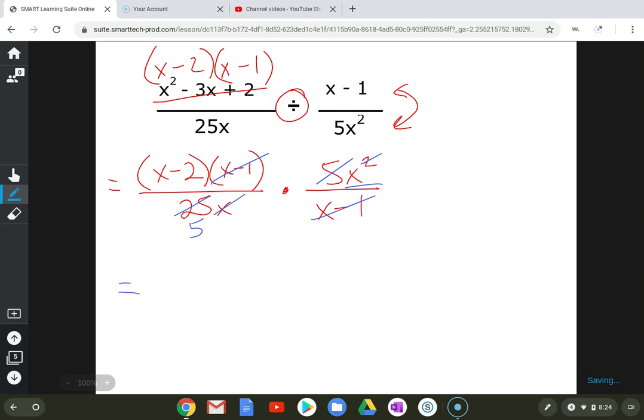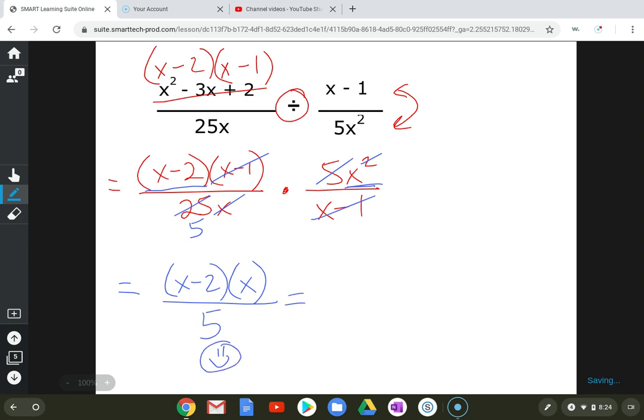All right, let's write what's left. So I have an x minus 2, and I still have an x on top. On the bottom, the only thing that's left is 5. And this is absolutely fine. This would make me happy.